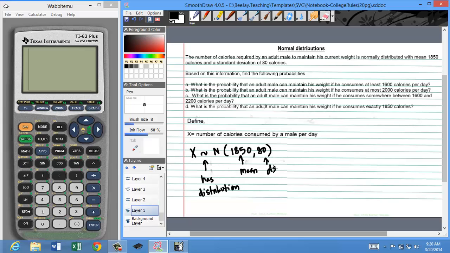I meant to write SD, not DS. SD stands for standard deviation.